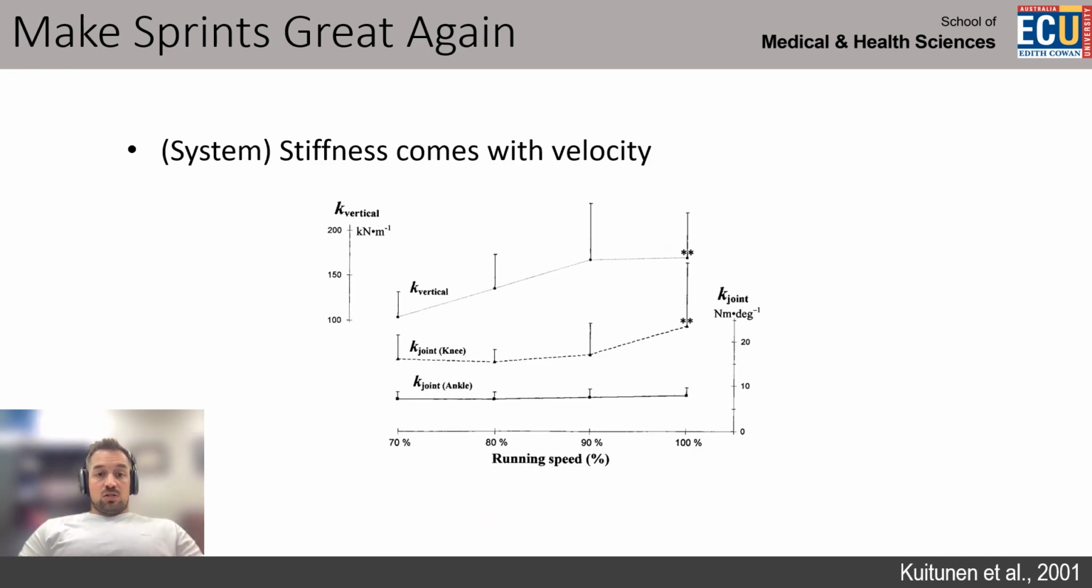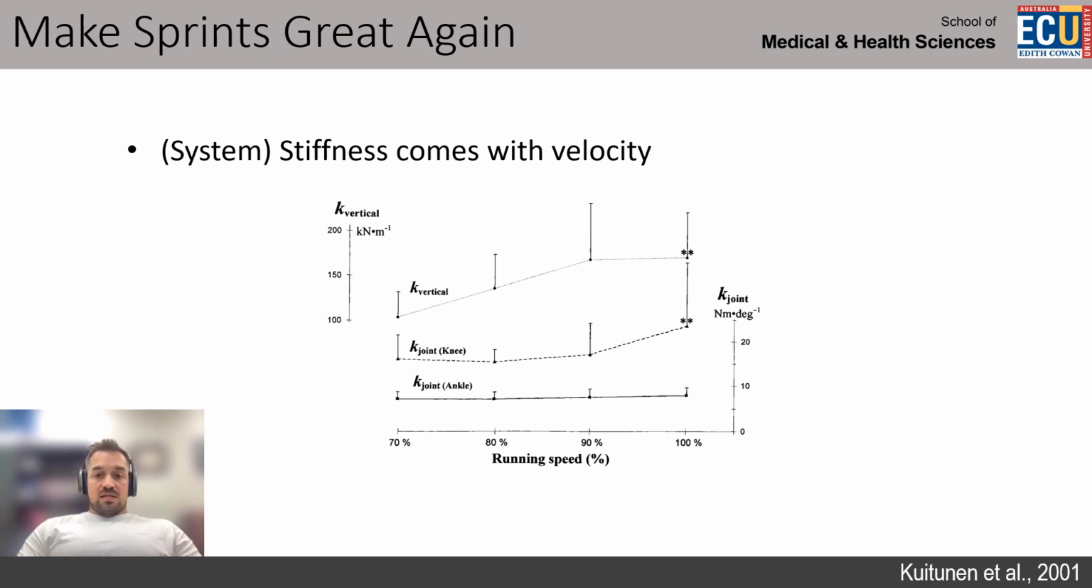Let's now look at joint and system stiffness, as this contributes to our ability to tolerate shorter and shorter ground contact times, which is essential when wanting to be fast or get faster. So faster runners have higher average force expression and can access these forces faster. So where's this coming from when considering different joints? And this paper looked at how joint and system stiffness changes when going from 70 to 80 to 90 to 100% of maximum sprinting velocity.